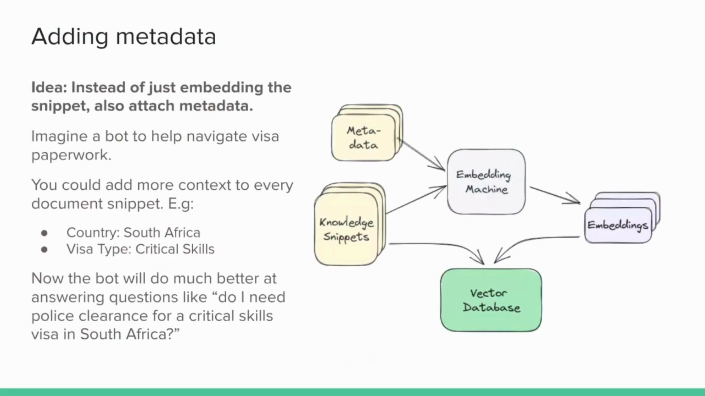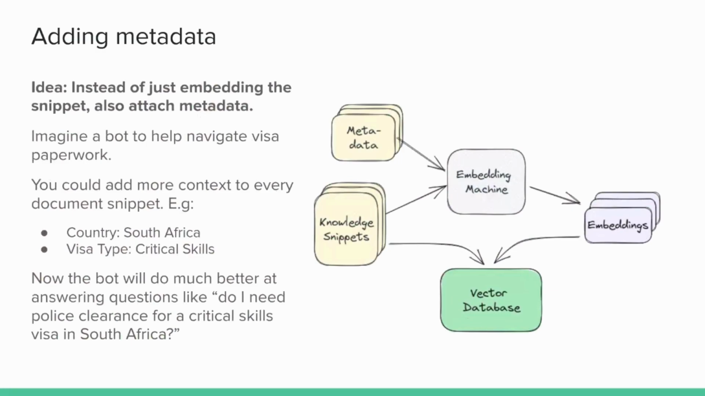So one thing we can do is add metadata to our knowledge snippets. Let's say we're building a chatbot that helps people navigate visa paperwork. And so we've downloaded all the visa requirements documents from like 100 different governments. And then someone wants to ask, do I need a police clearance to get a critical skills visa in South Africa? In that document, it probably doesn't say South Africa in that section. But we know that the country is really important.